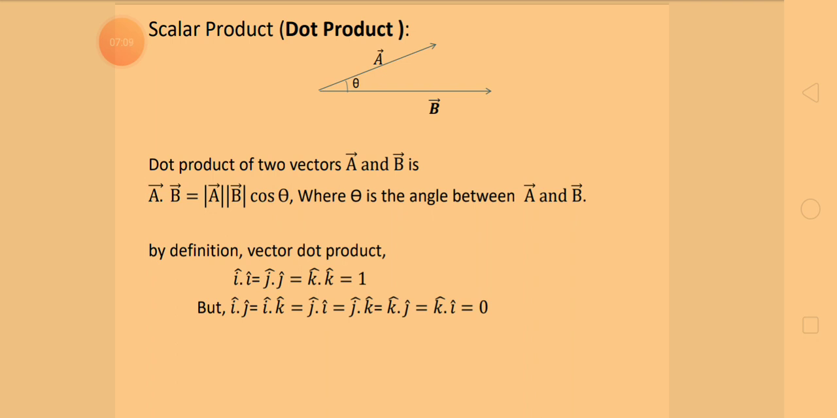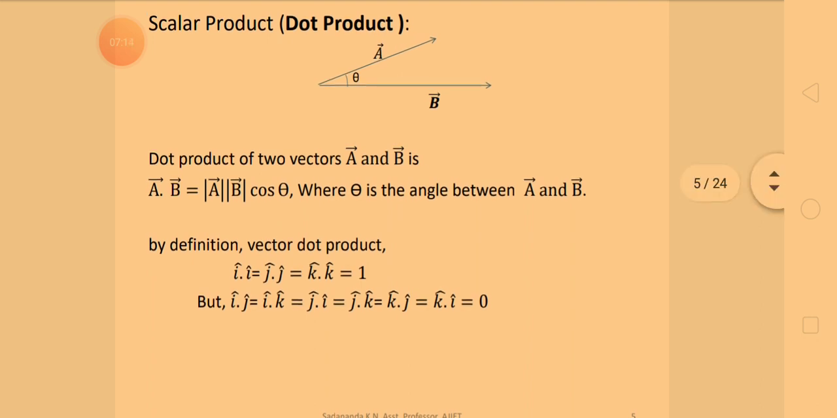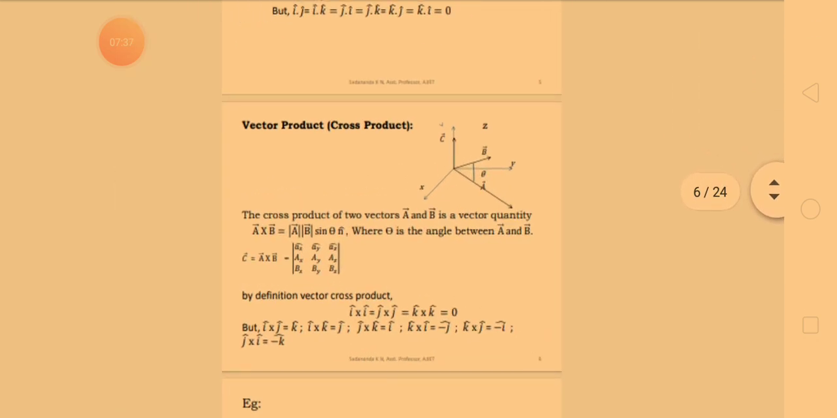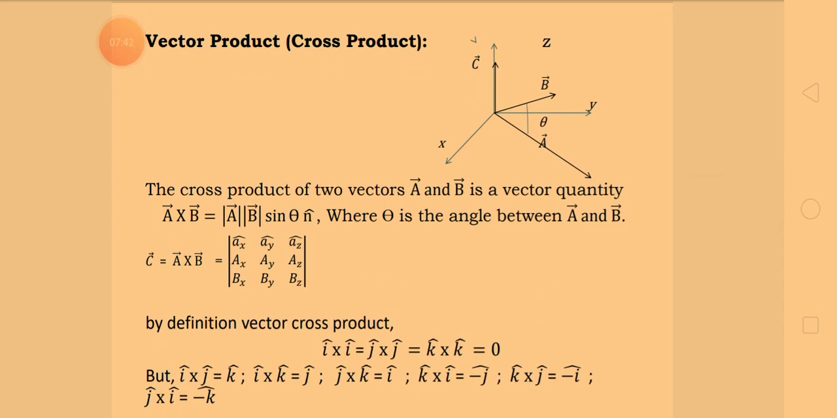We consider these dot products for writing expressions such as work done, that is force into displacement. Similarly, for the electric potential, V is nothing but E, the electric field, into the distance, that is E into dl. That is how the expression for the electric potential is written. The next one is the vector product or the cross product.